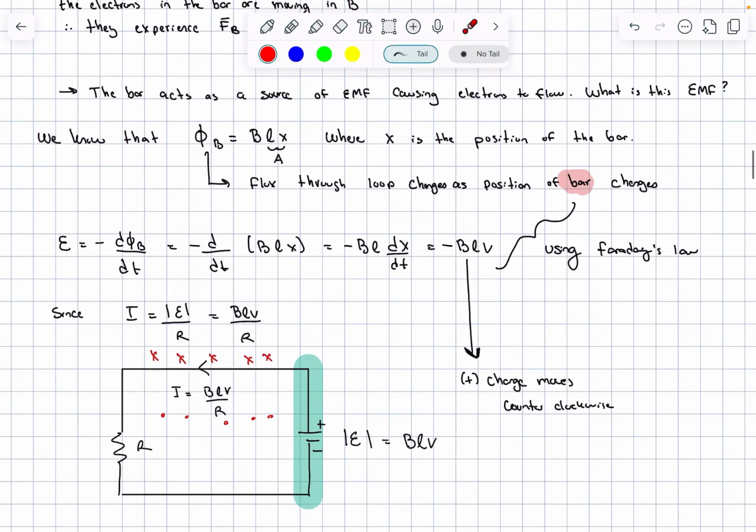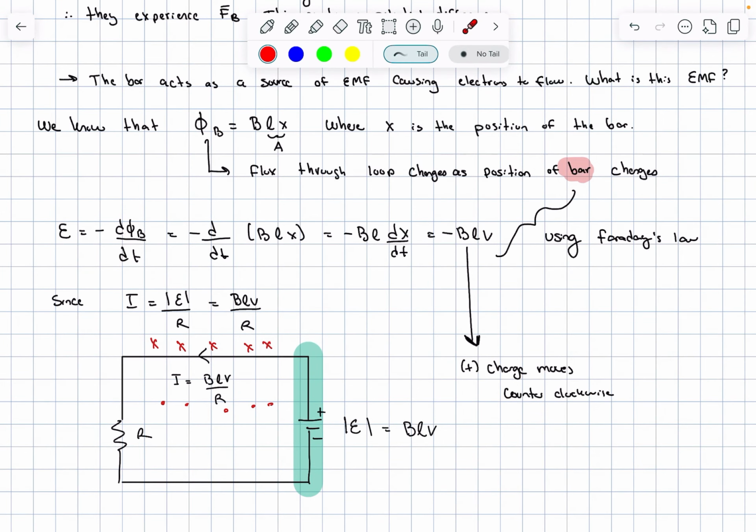What this is saying is that we are going to have this current flowing through our circuit, where this is our EMF of magnitude B times L times v, and we are going to have our positive charges moving in this counterclockwise direction. We can then ask, what is the magnitude of the current? We know I is equal to V over R, or here E over R, and so that's equal to B times L times v, because we're just looking at the magnitude, divided by R.